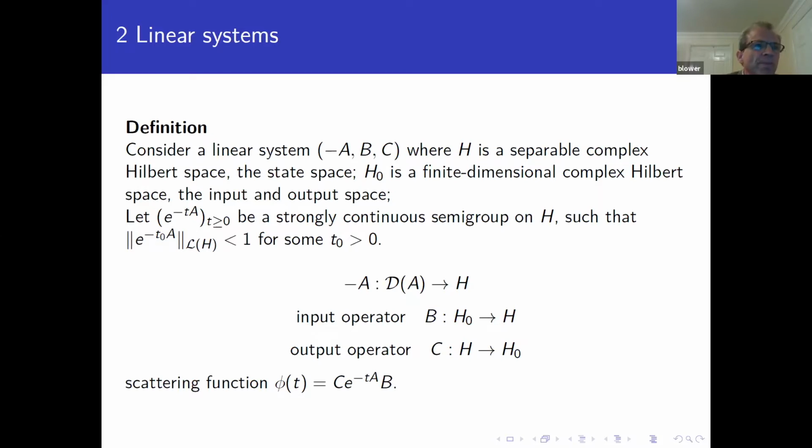Now, given this information, we can construct what I'm just going to call a scattering function, in which you apply B first, then the semigroup, e to the minus tA, and then C, and this is phi of t, and this object is going to be used basically to construct Hankel operators.